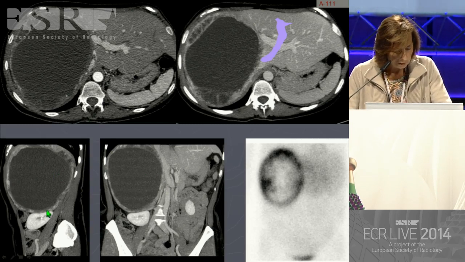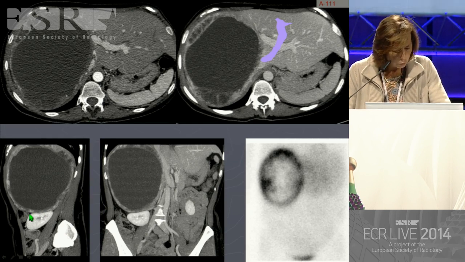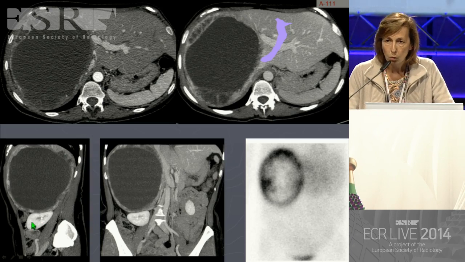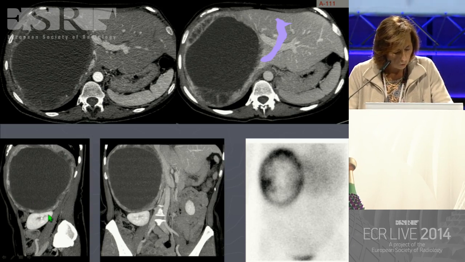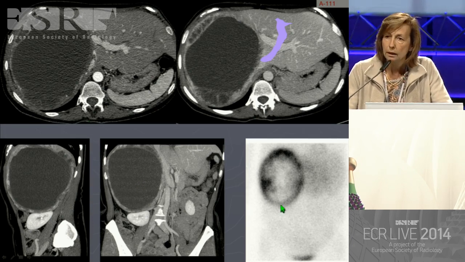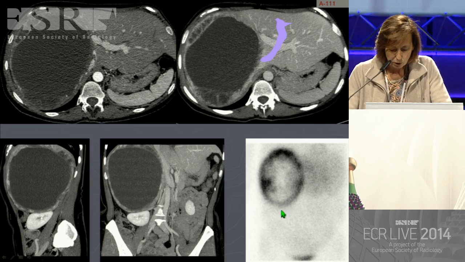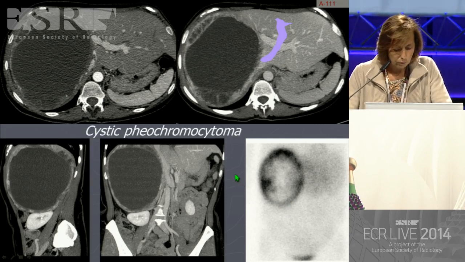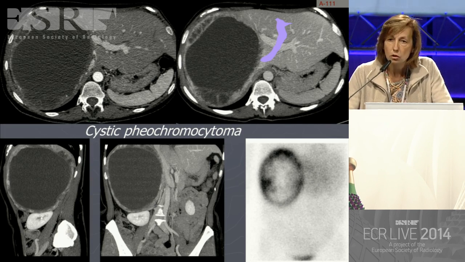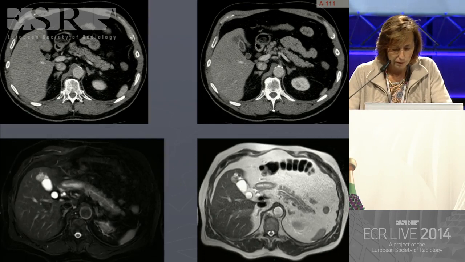We can see here displacement of the right kidney. Do we think that this tumor is developed from the kidney? No, we don't see that. We see compression of the kidney. So this tumor very likely could come from the adrenal. And here, the specific scintigraphy allowed us to make the diagnosis of a cystic pheochromocytoma. So a very important and difficult topic.